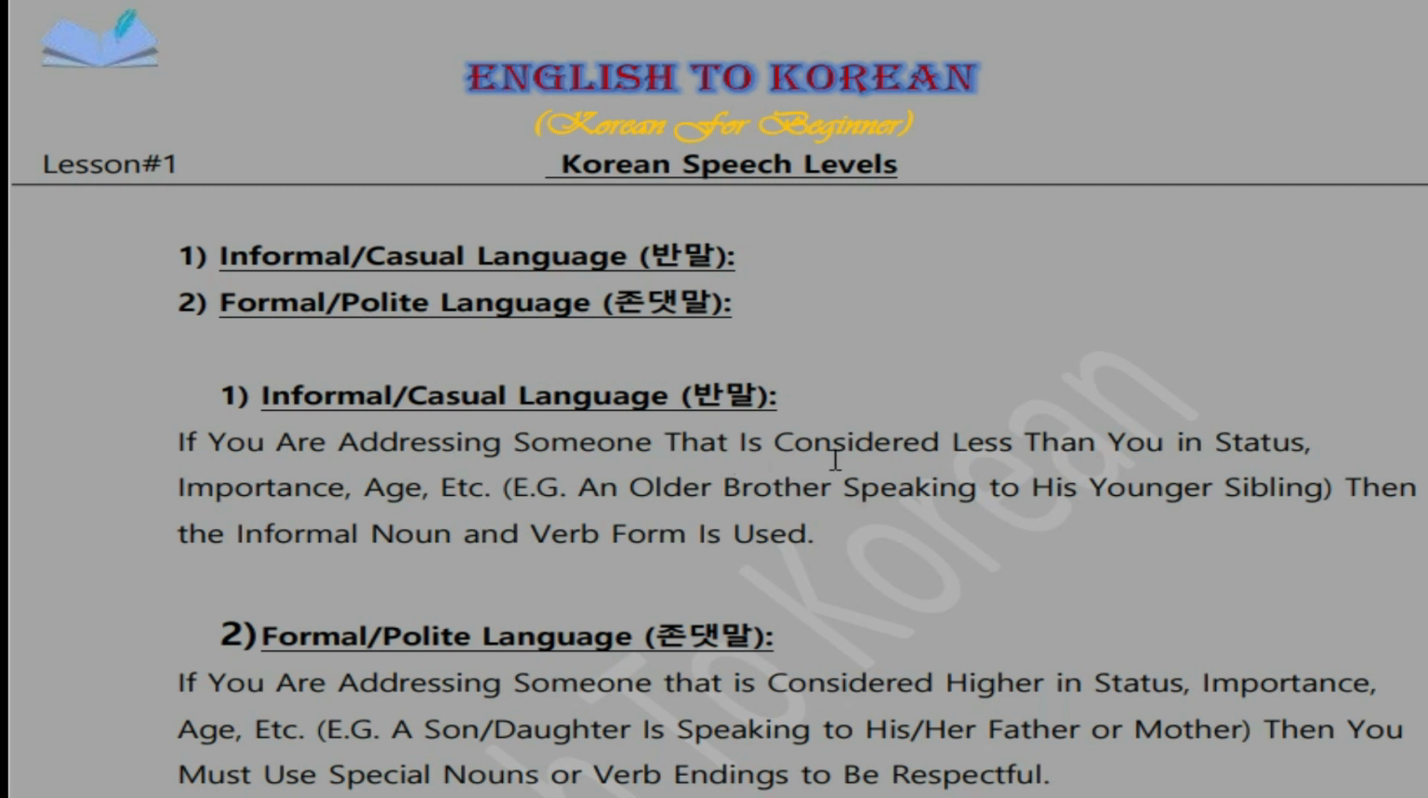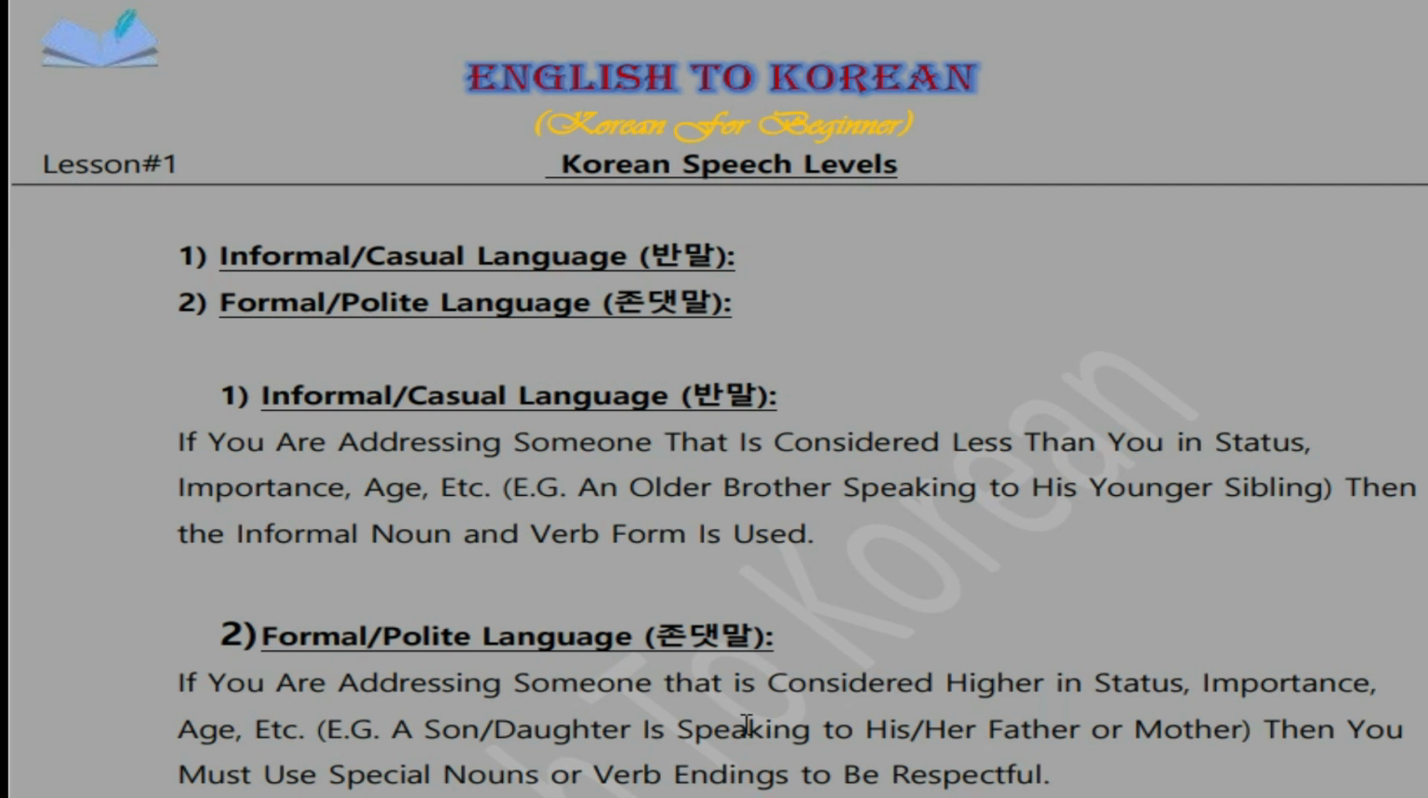You can use this style for your known friends or any known person who is less than you in status, importance, or age. The second one is formal or polite language. If you are addressing someone that is considered higher in status, importance, age, etc., for example, a son or daughter is speaking to his or her father or mother, then you must use special noun or verb ending to be respectful.